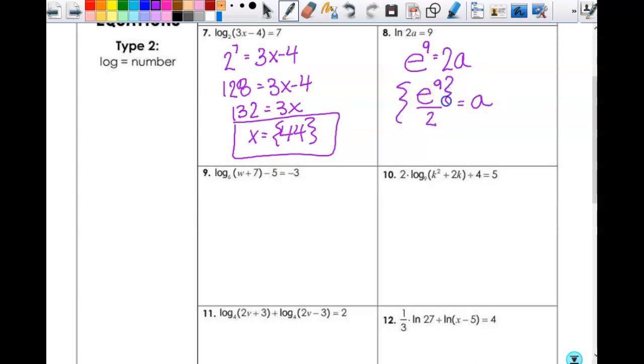So then I still have to check my answer, which may require me to estimate in my head a little bit. But is this going to be a positive number? And when I double, is it still positive? Yes, so that's good. It works.